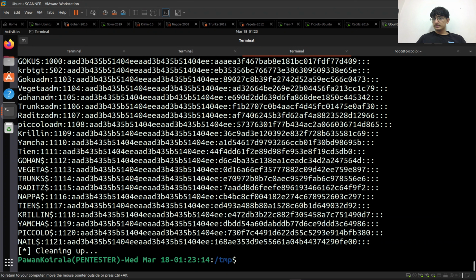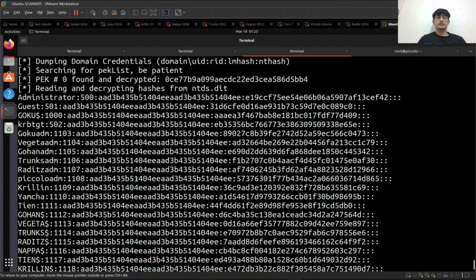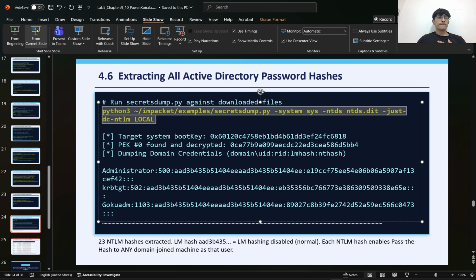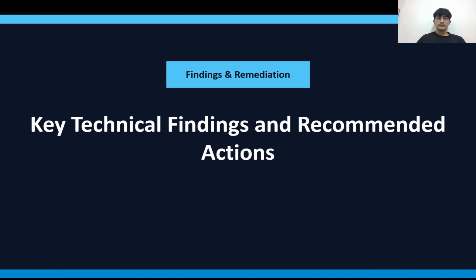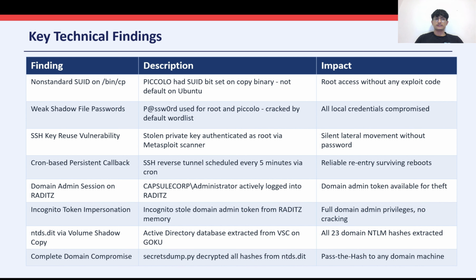This was the main task. We have successfully gained the hashes of all the machines and all the users joined into the Capsule Corp local domain. Now let's discuss some of the findings. These are the findings we already talked about. Key findings and recommended actions.